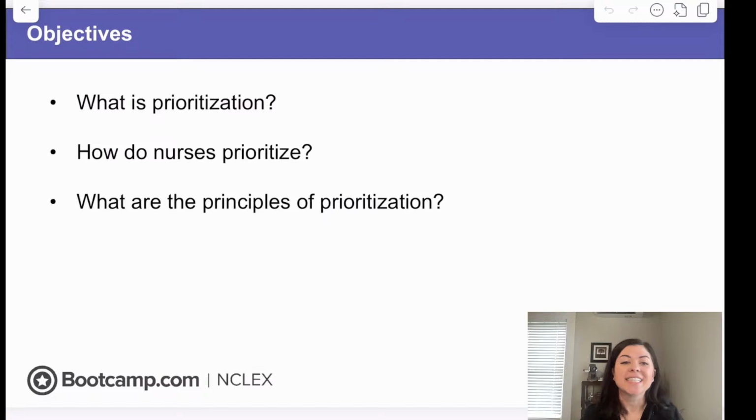So today we are going to talk all about prioritization. We're going to talk about how we should approach the prioritization process, and we're going to review some general principles of prioritization so that you can navigate prioritization items very strategically.